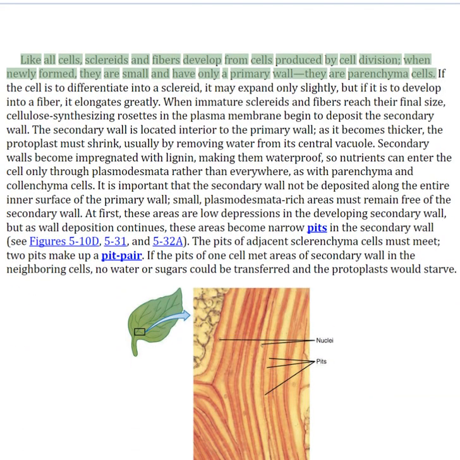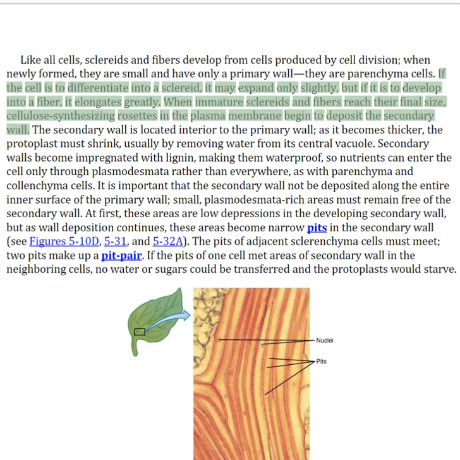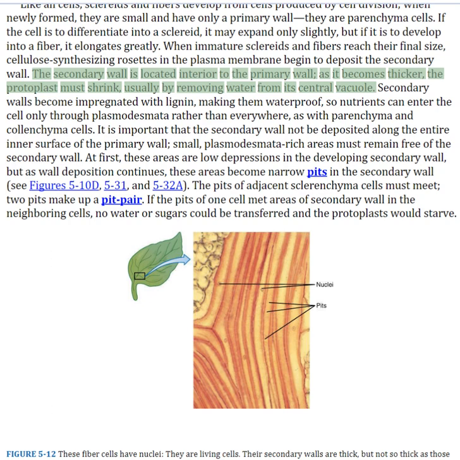Like all cells, sclerids and fibers develop from cells produced by cell division. When newly formed, they are small and have only a primary wall. They are parenchyma cells. If the cell is to differentiate into a sclerid, it may expand only slightly, but if it is to develop into a fiber, it elongates greatly. When immature sclerids and fibers reach their final size, cellulose-synthesizing rosettes in the plasma membrane begin to deposit the secondary wall. The secondary wall is located interior to the primary wall. As it becomes thicker, the protoplast must shrink, usually by removing water from its central vacuole.